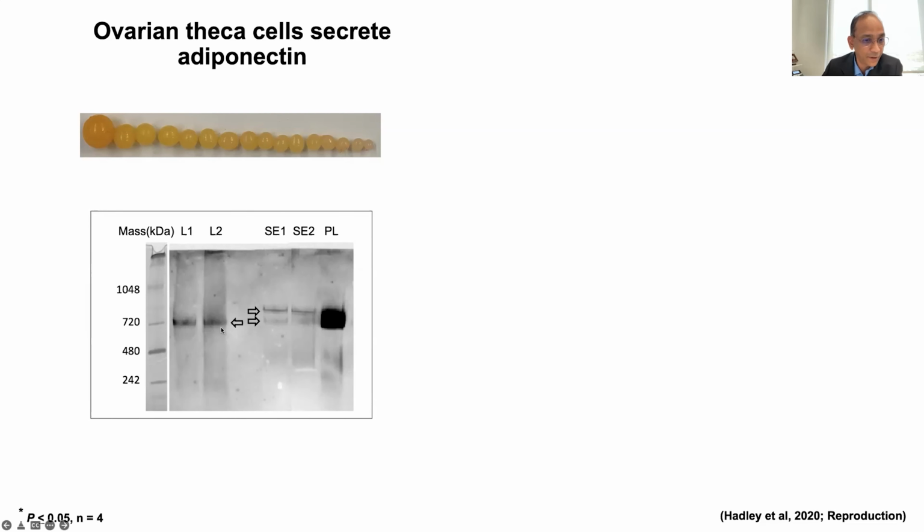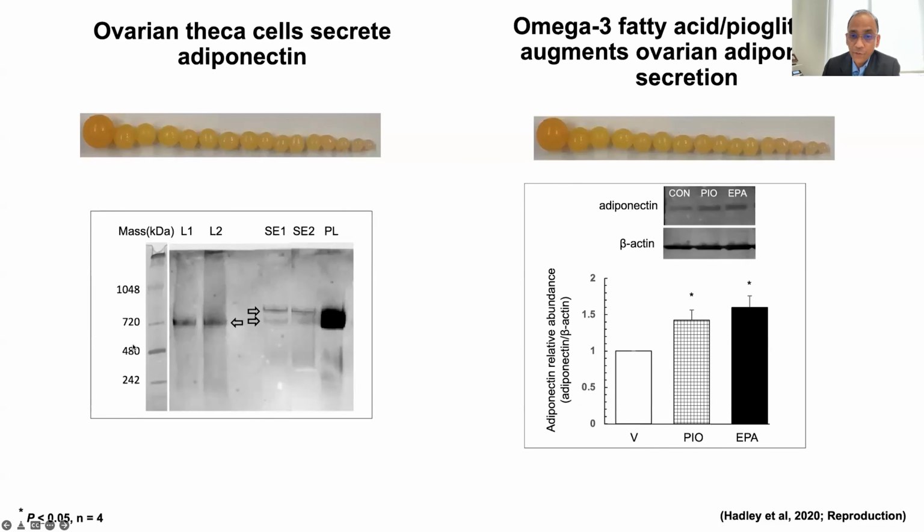What you see here at the bottom is when we took those cells and grew them in culture, we found that those cells contained adiponectin, and they also secreted adiponectin into the cell culture medium. So in other words, we know that this locally produced hormone can work within the theca cells. We also wanted to know if we can alter the secretion of this hormone from theca cells, and we tested it with a couple of compounds. One of them is called pioglitazone. It is a thiazolidinone compound.